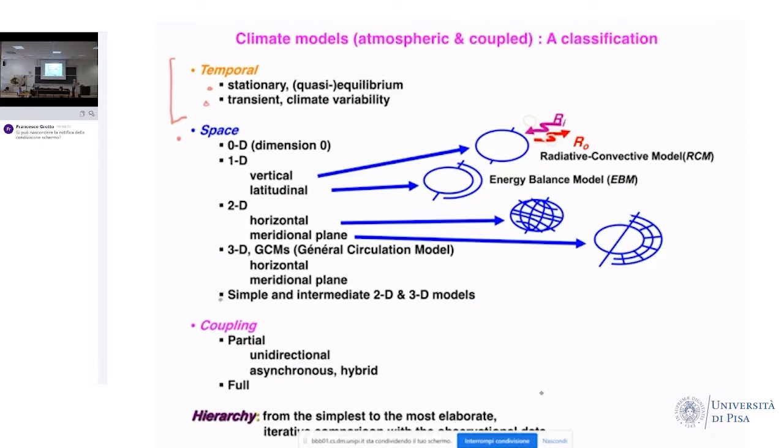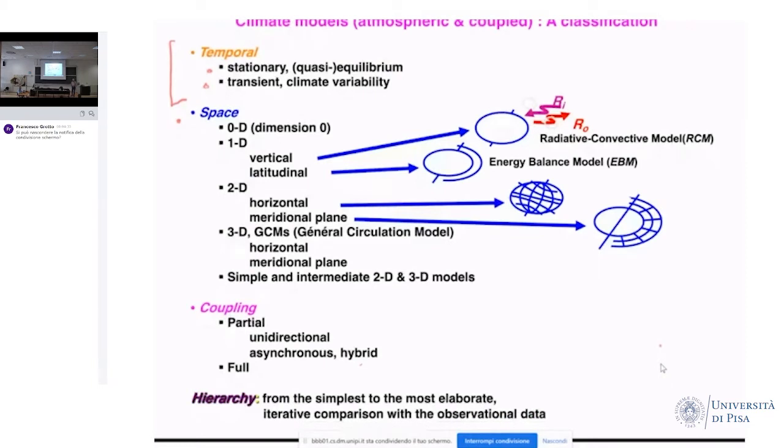So again, simple and intermediate, 2D and 3D models, and then coupling: partial, unidirectional, asynchronous, hybrid, and now more typically full. The idea of the hierarchy is that you move from the simplest to the most elaborate in an iterative way, and of course with due respect for the observation. The simple models are for developing ideas, and then you move across the hierarchy. We have these very detailed models, which you can model a lot of data with. If you've explained something, you're done and can move to the next problem. If you're not done, you have to go back. Next, please.